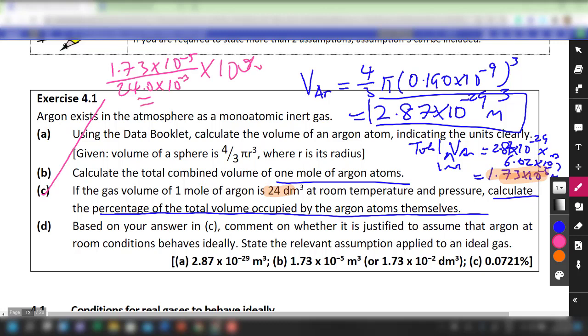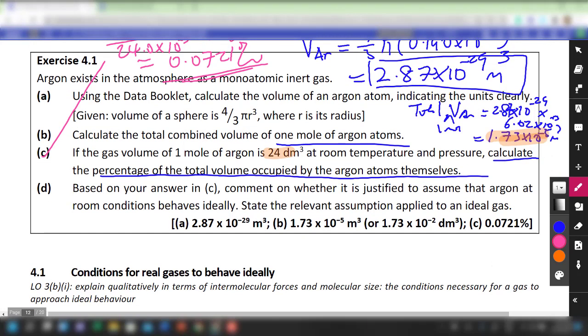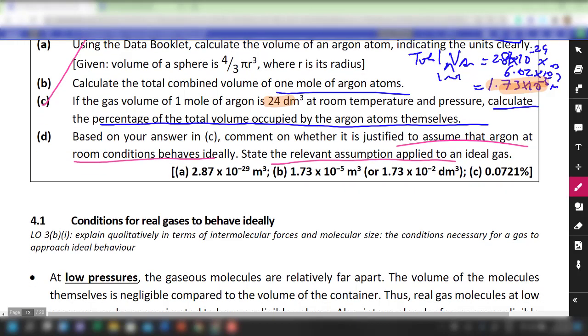So you will be getting 0.0721%. So this is a miserable percentage. Therefore our ideal gas assumption is quite valid, so it's actually justifiable. The relevant assumption is that gas particles occupy negligible volume as compared to the volume of the container.